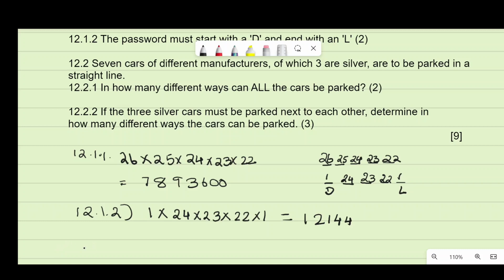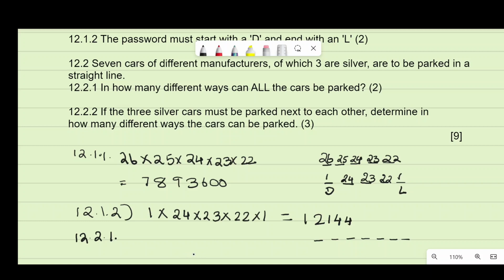So still not a probability question, so we are just writing the number here. Okay, let's write the answer. 12.2.1, 7 cars. So here we have 7 positions now. 7 positions, 3 are silver. In how many? All 3. So no restrictions in 12.2.1.